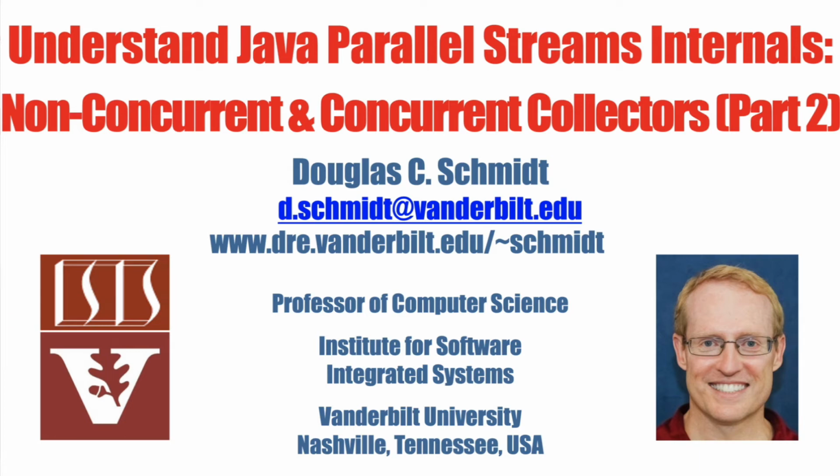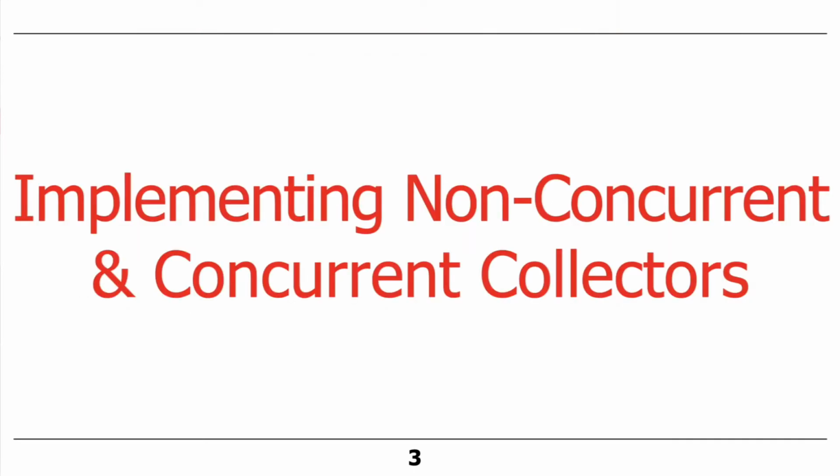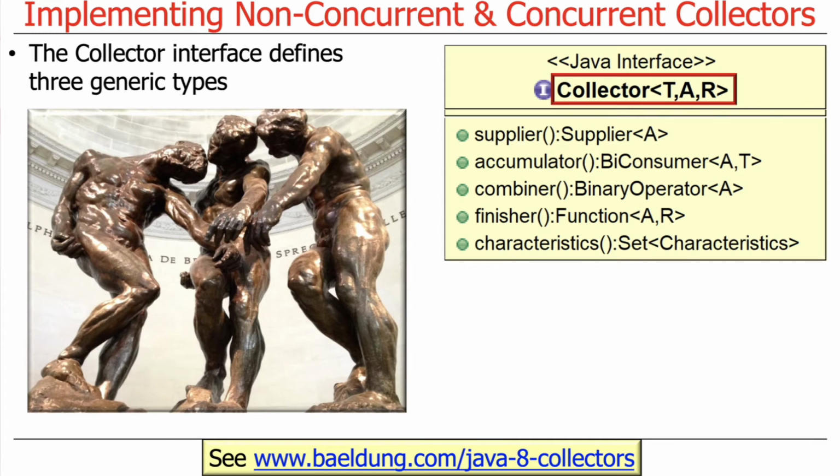So now that we've gotten an overview of concurrent versus non-concurrent collectors, let's start doing a little deeper dive. And we're actually going to show how to implement non-concurrent and concurrent collectors. This would be useful to know if you ever are in a situation where you have to make your own collector. So, a recap: we talked about this a couple times, but we didn't really do a deep dive until now.